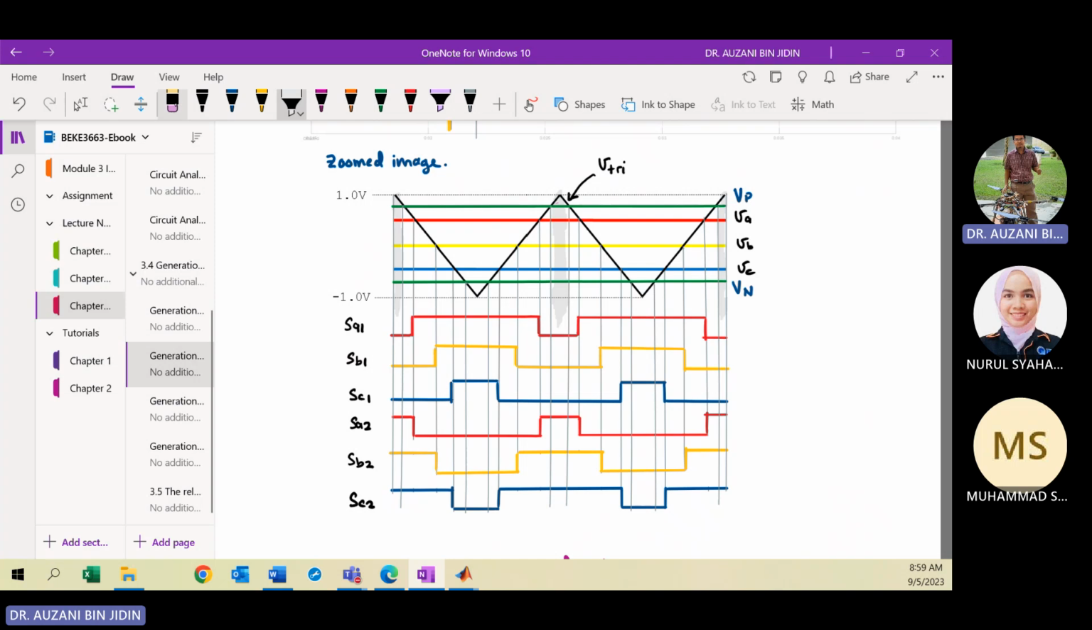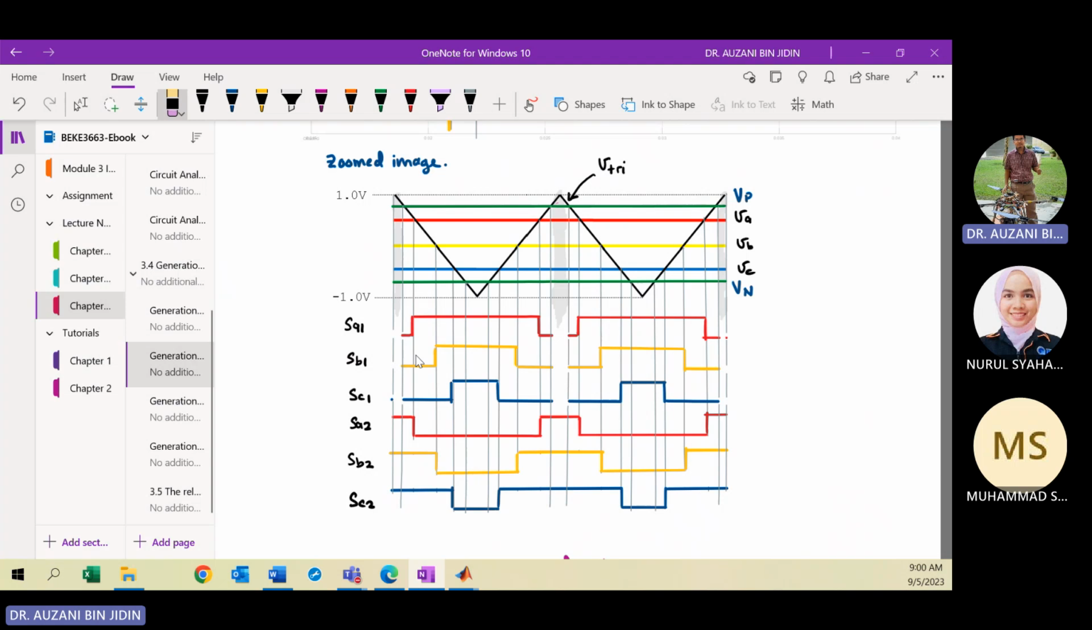So you need to modify the switching state here. How about this one? So here it is 0, so you need to change to turn on. Here also turn on. Here will be turn on. So you need to modify the top switching state for every leg: SA1, SB1, and SC1. Same goes for this interval, because originally the value is 0. This one also 0. Here also 0. This interval also. The bottom switching state is okay.